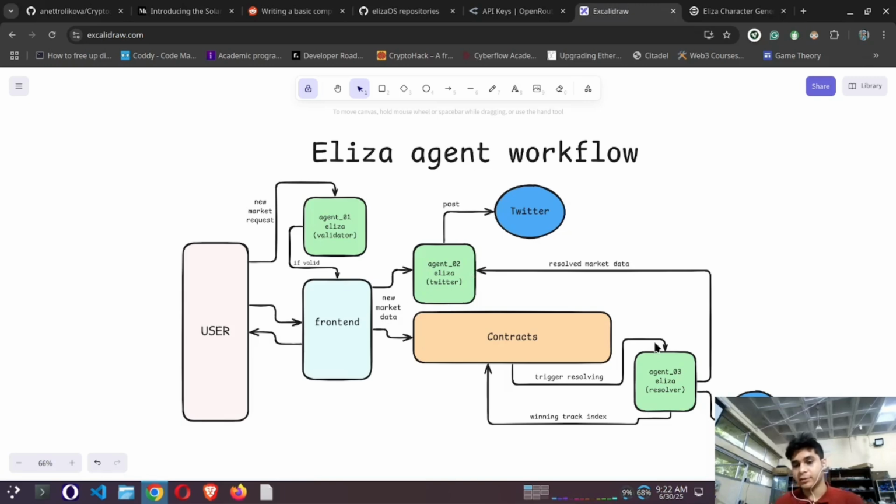From there, when the deadline has passed, it goes to the resolver, which currently does a web search to identify the winning market, and then it goes back to the contracts and rewards respectively. It also goes to the Twitter bot to post the final results. So I'll give a short demo of all three agents.